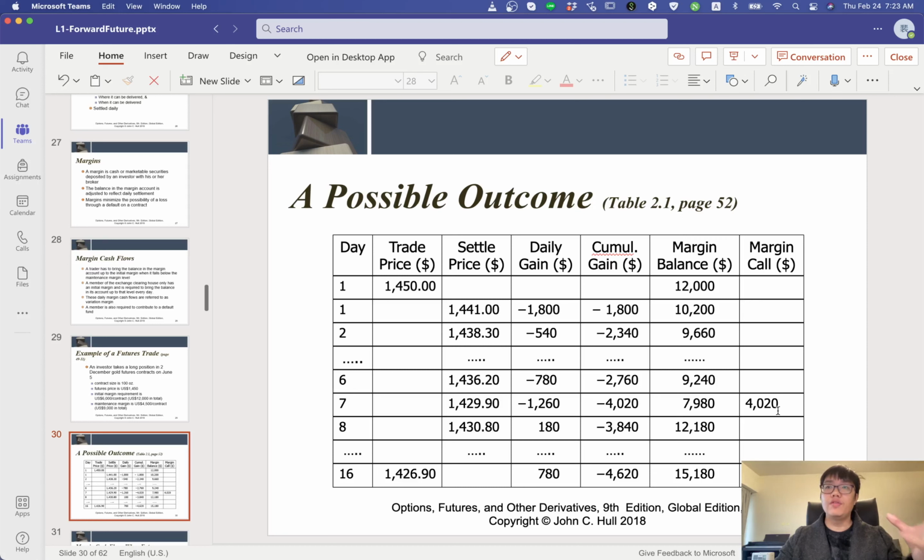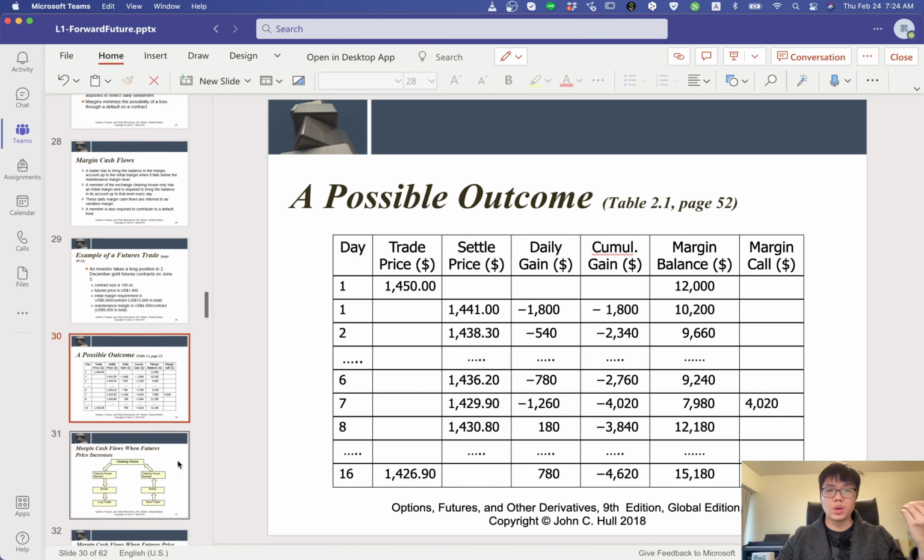So it's a very important feature that only futures contracts have, and forward contracts don't have this. In the forward contract, we just wait until the end of the contract to pay the money. So in that way, we can see that the futures contract is less risky and has a lower default risk compared to the forward contract.